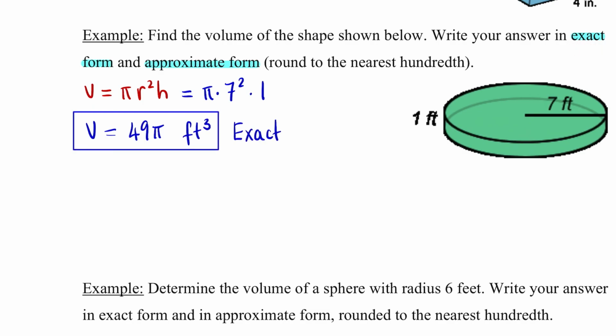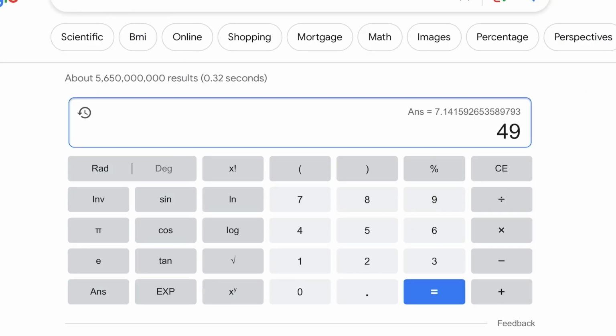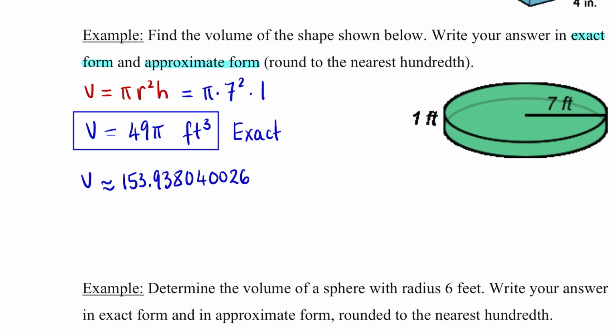They want exact form. I have exact form. They also want the approximate form. So I'm going to find the approximation. To find the approximation, I'll take 49 times pi, and I put that in my calculator. 49 times pi. This is 153.938040026. This is the approximation that the calculator gave me, and the question is asking me to round to the nearest hundredth, which is 2 decimal places.